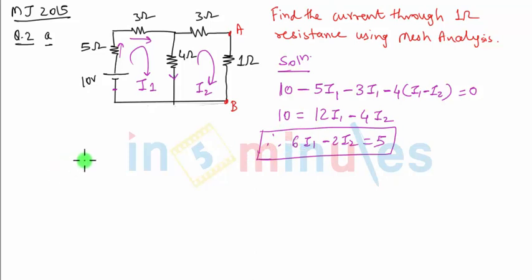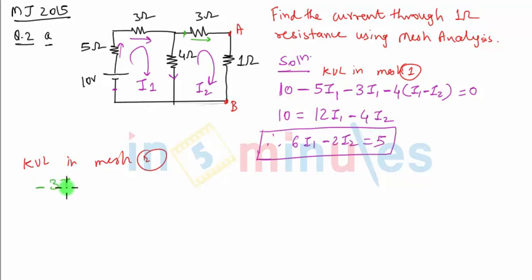Let us now apply KVL in mesh number 2. So this was KVL in mesh 1 and now we will write down KVL in mesh 2. We will be traveling in the clockwise direction once again for I2. Let us start from this particular point. The first drop will be across 3 ohm. I2 flows towards the right. We are also traveling in the clockwise direction and hence towards the right. So the first drop will be negative, minus 3 I2. Next will be the voltage across 1 ohm. Current flows in the downward direction, so it will be minus 1 into I2.